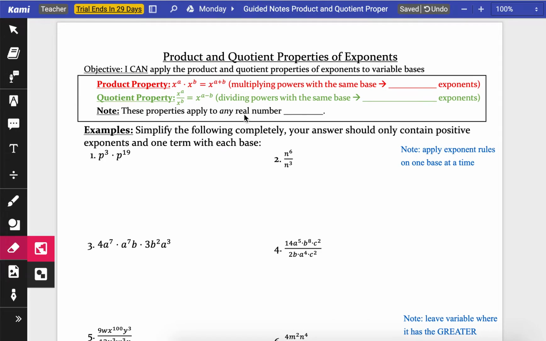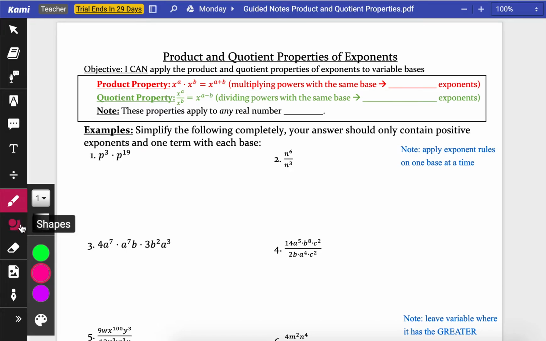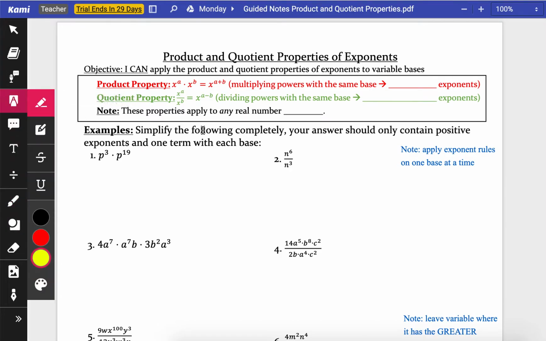We actually looked a lot at product and quotient properties of exponents. It was kind of our main focus. Today we're going to continue looking at those two properties, but we're going to start looking at how they apply to variable bases. So let me explain what I mean by that.